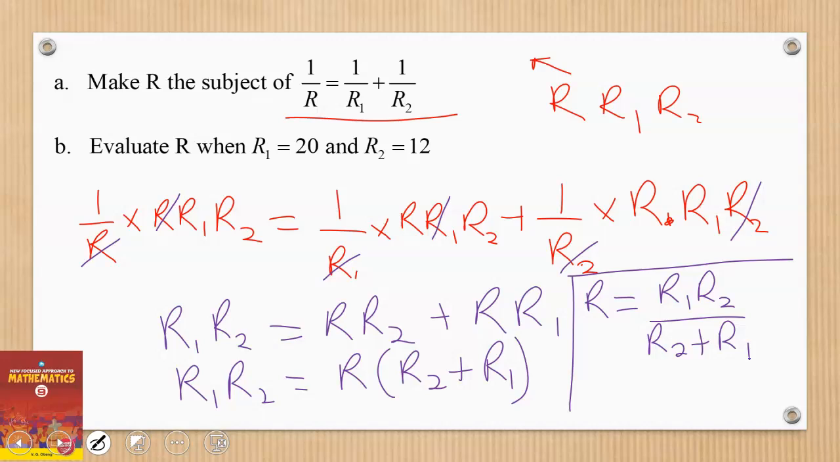Then the next thing is to evaluate this same R when R1 is given and R2 is given. So again, we can say that this will be equal to R1 is 20 times R2 12 all divided by R2 12 plus R1, which is 20. So we can evaluate this and get our answer. So when you do it very well, you get 7.5 as your answer. Let's take another example and see.